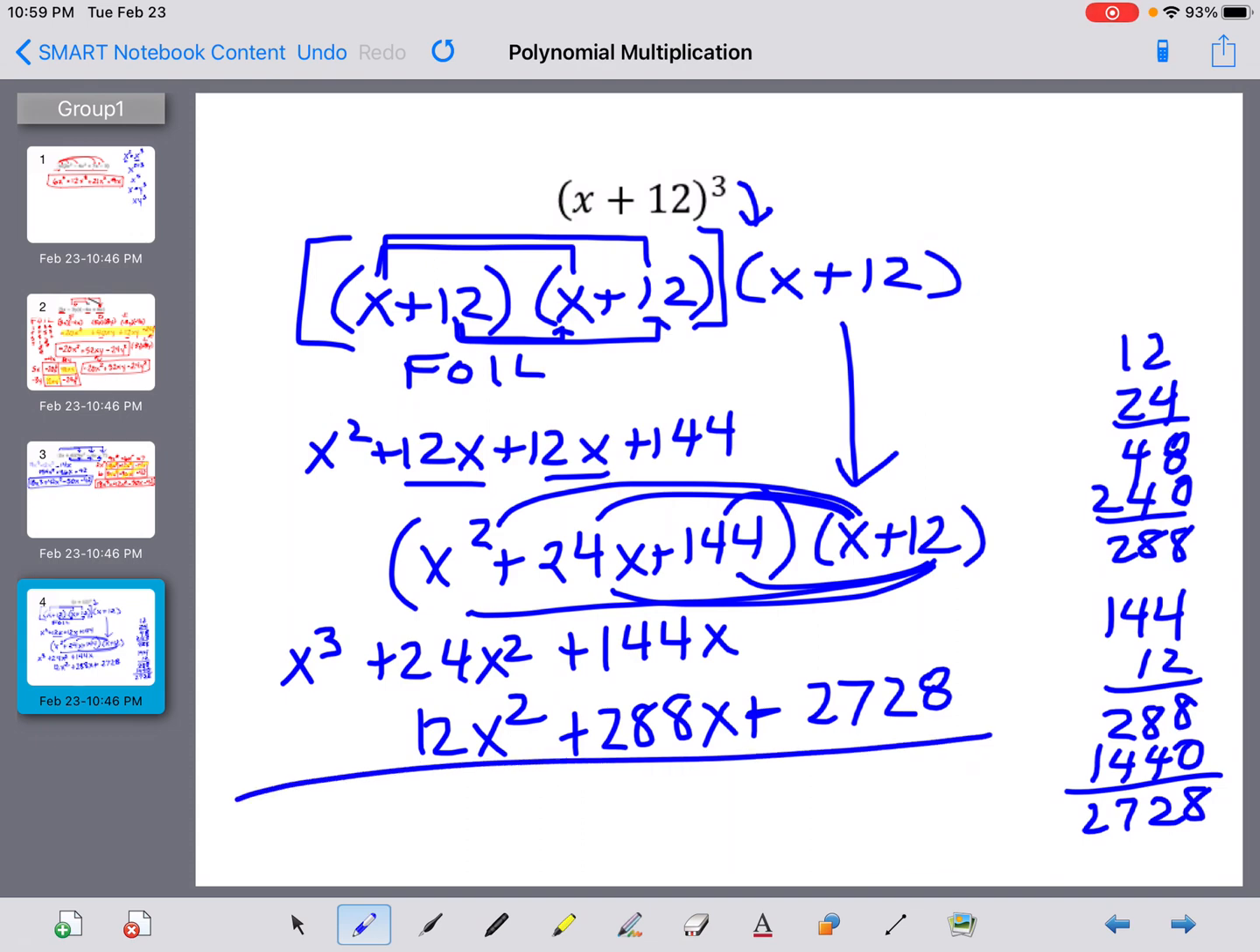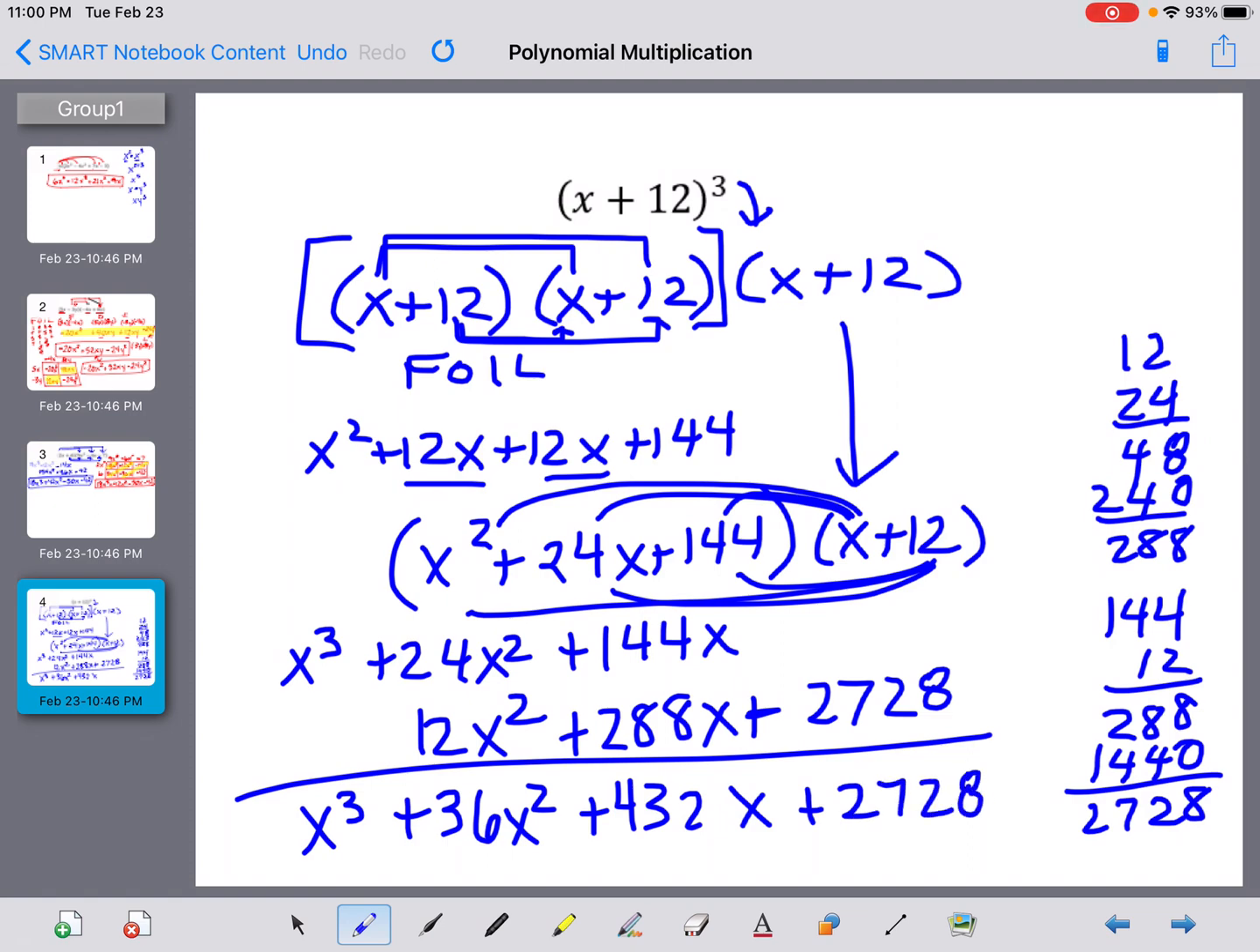Now I'm joining like terms. I end up with x cubed plus 36x squared plus 432x plus 1728. And provided I did not do a multiplication error, there's my 4 terms that I get after I took x plus 12 times itself 3 times.